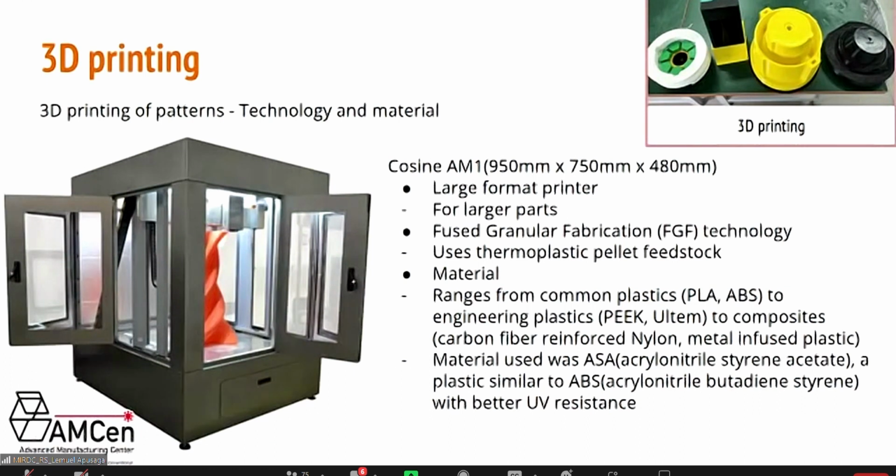And for larger prints, we used our Cosine AM1. It's 950 by 750 by 480. The advantage with this is that it makes use of pellets instead of filaments, which are much cheaper because they're the same pellets that you use for plastic injection molding. So the extruder, instead of melting and extruding filaments, melts and extrudes pellets, and that's how it does the 3D printing. The materials also range from PLA and ABS, the same ones as the Ultimaker, but it also has more options because you can extrude industrially available plastic pellets, such as polycarbonate, ASA, and ABS.